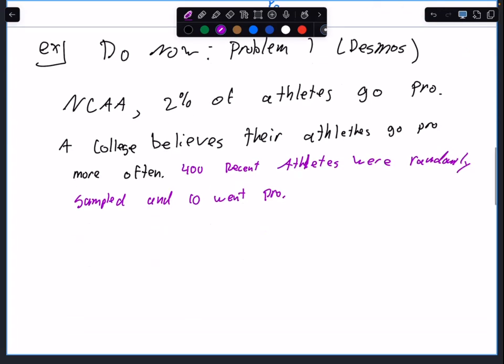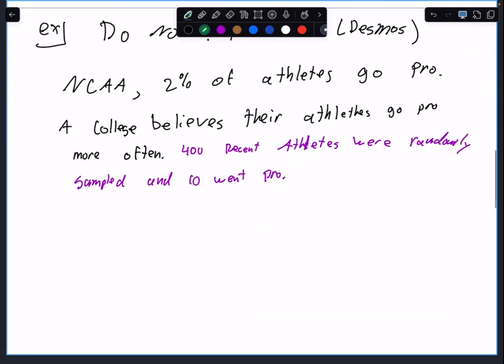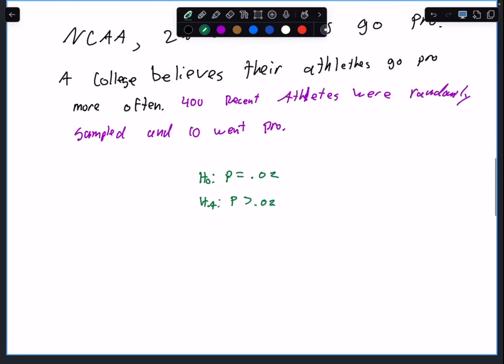So as we did in our do now, my null hypothesis is P equals 0.02, and my alternative hypothesis is P is greater than 0.02. Okay, so that's the hypotheses. Then we should move on to the assumptions.